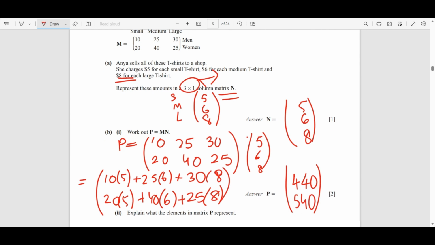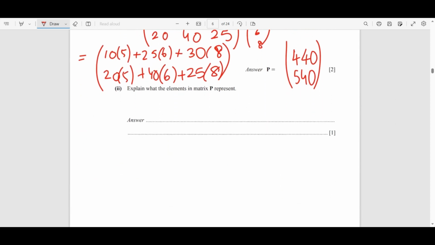Right. So it matches with our marking scheme. Explain what elements in P represent. Okay, this is something that I've already discussed.